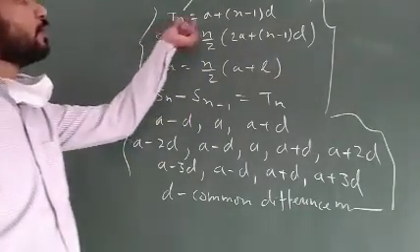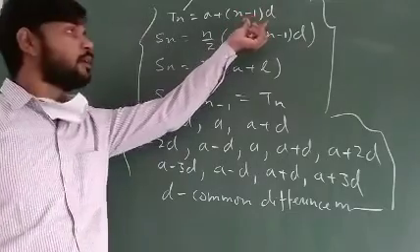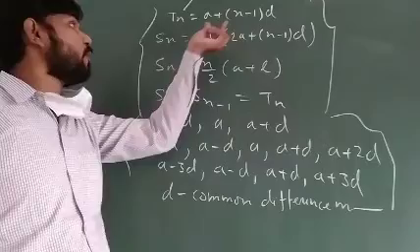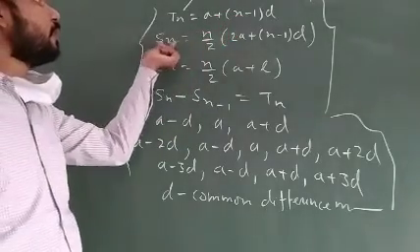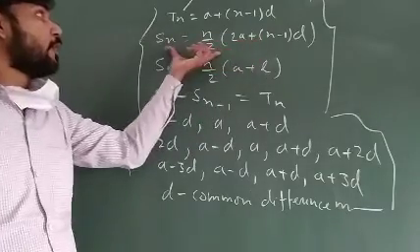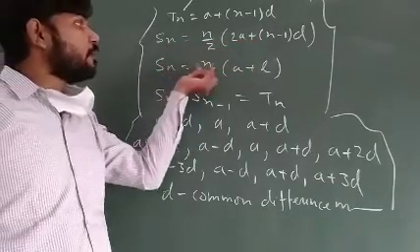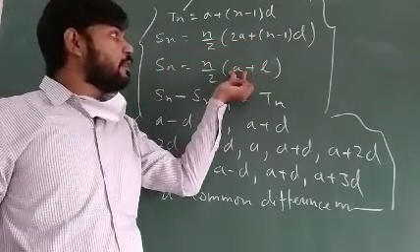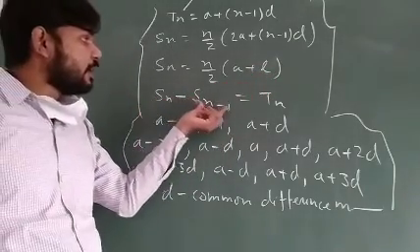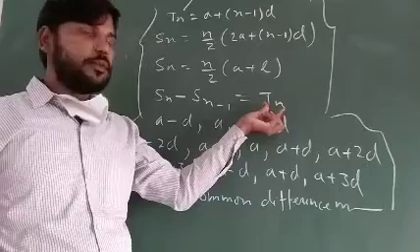Once again, Tn equals a plus (n minus 1) into d. For the nth term, 5th term, 6th term, 15th term, you will use this formula. Sn equals n by 2 into (2a plus (n minus 1) into d). For some of the terms, Sn equals n by 2 into (a plus l), where a is the first term and l is the last term. Sn minus Sn minus 1 equals Tn.